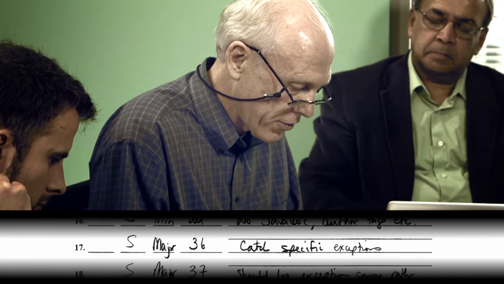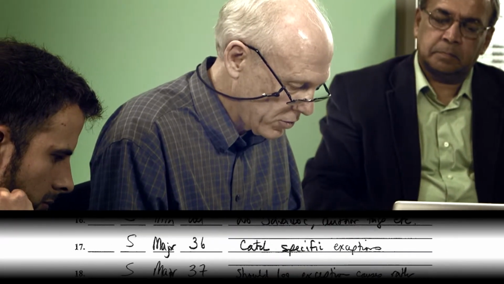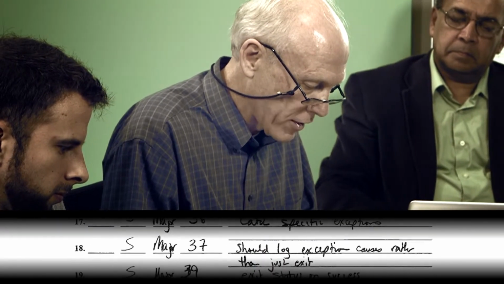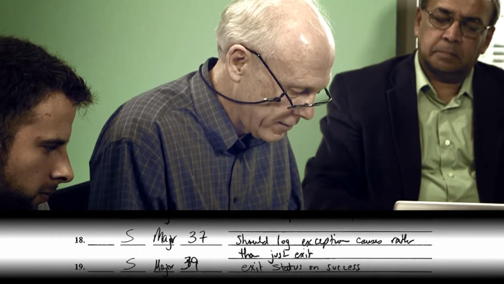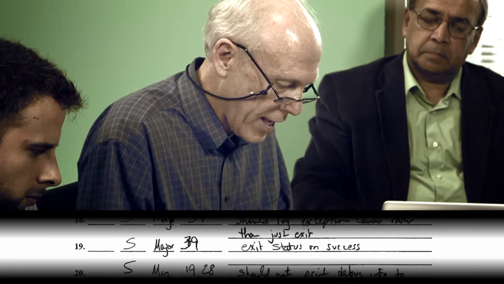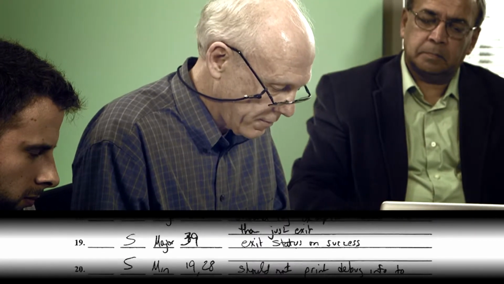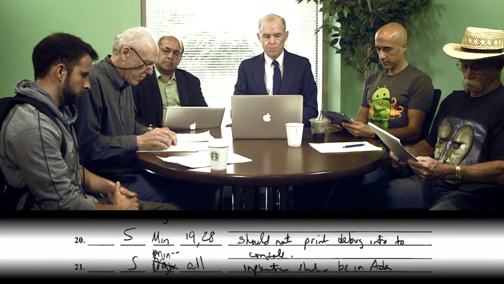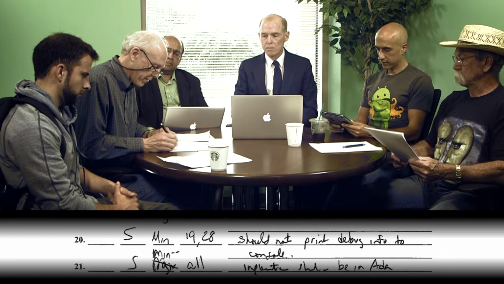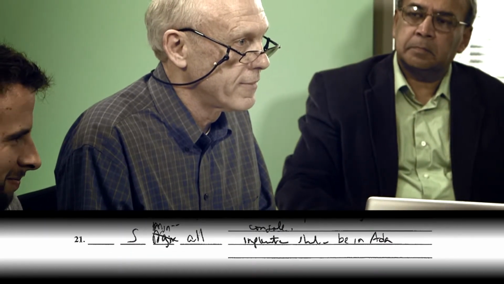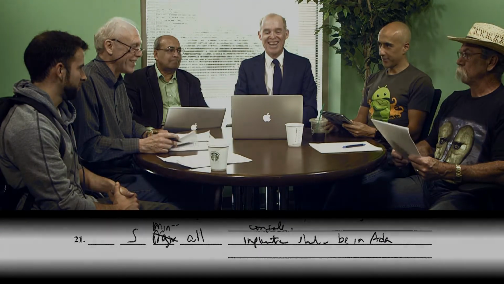Stylistic major, line 36, we should catch specific exceptions rather than generic exception. Stylistic major, line 37, we should log exceptions instead of just exiting immediately. Stylistic again, major, line 39, we need an exit status on our success. Stylistic minor, lines 19 and 28, we should not be printing debug information to the console. And then I added another one that I think is important, major everywhere, our implementation should have been in Ada. Oh, that's a minority report.